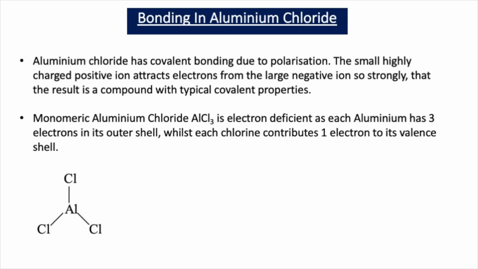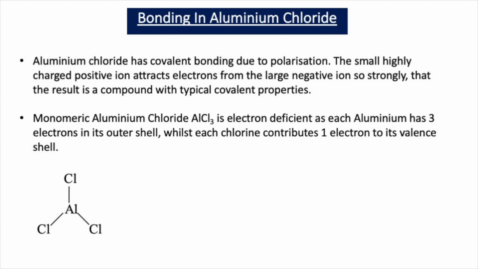Now, one such compound that is electron deficient is aluminium chloride. Aluminium chloride has covalent bonding even though it consists of a metal and a non-metal, and this is due to polarization. The small, highly charged positive ion attracts electrons from the large negative ion so strongly that the result is a compound with typical covalent properties and typical covalent character.